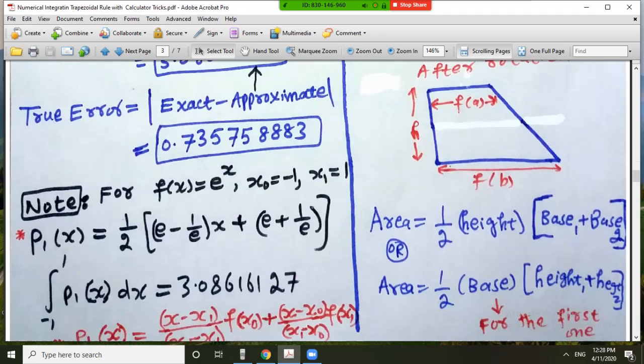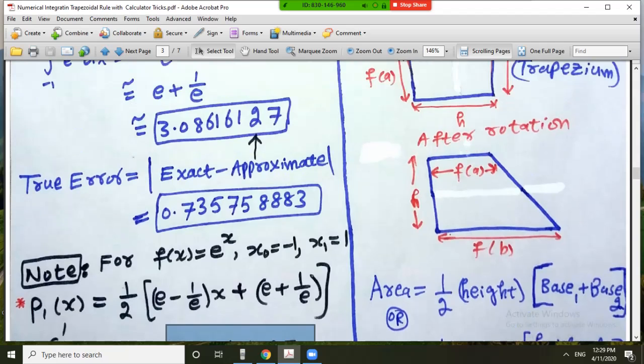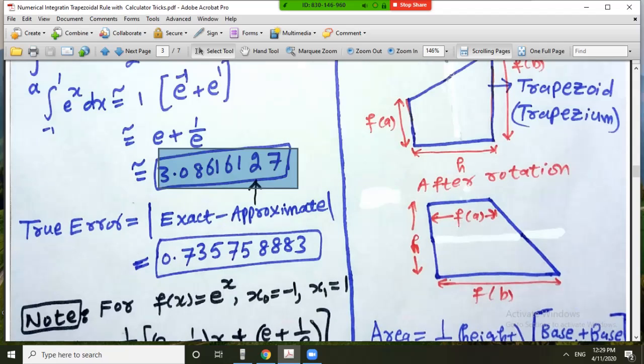We can also find this p1 of x for the given function and given x naught and x1, that p1 of x is equal to 1 over 2 e minus 1 over e into x plus e plus 1 over e. p1 of x, this is the first Lagrange interpolating polynomial. So this is 3.0 something, which is the same as trapezoidal rule.